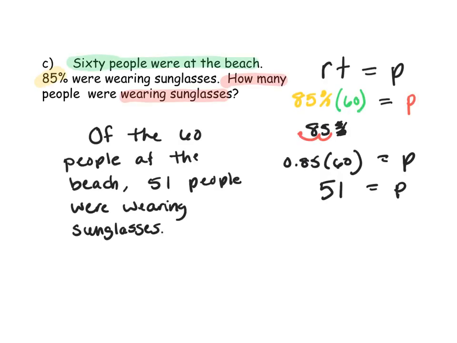So one thing I want to point out is sometimes they put numbers in word form. So we just have to be aware of that. So there's a total of 60 people. We had the rate as 85% and the part we don't know. So if we followed all these steps, we came up with 51, and sure enough, 51 is part out of 60. So let's keep that visual, being at the beach with sunglasses on.